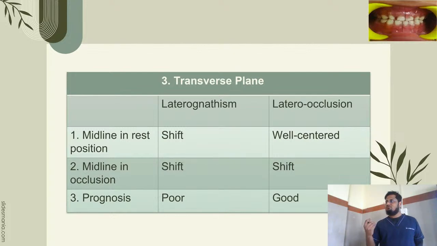Though in the lateral occlusion, that means the crossbite due to dental patterns, the midline in the rest position will be well centered and the midline in occlusion is shifted. That gives a clear indication that it is due to a dental premature occlusion or something that is preventing the mandible from occluding in the centric occlusion.